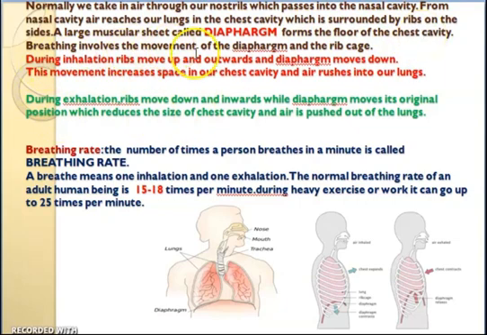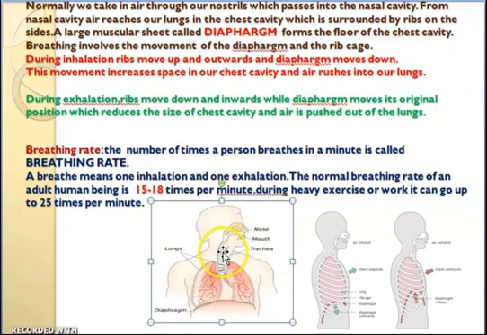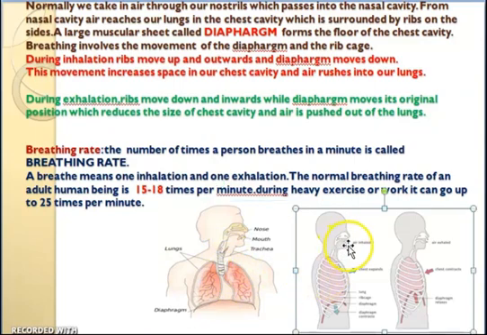Breathing involves the movement of the diaphragm and the rib cage. Here you can see the air enters through the nose and enters the lungs. When we inhale oxygen, our chest cavity expands and this diaphragm moves downwards. The opposite is the case when we exhale air: our chest cavity contracts and this diaphragm regains its original position. Here, during inhalation, ribs move up and outwards and diaphragm moves down.